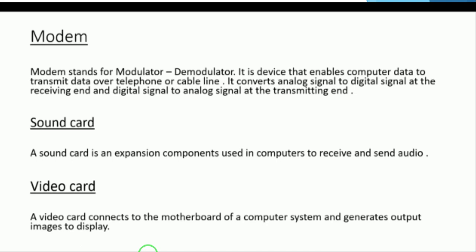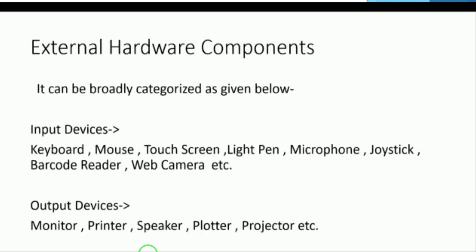And the next is sound card. A sound card is an expansion component used in computer to receive and send audio. The input device attached to receive audio data is usually a microphone, while the device used to output audio data is generally speaker or headphones. Next is video card. Now video cards are also referred to as graphic cards. And video cards include a processing unit, memory, a cooling mechanism, and a connection to a display device.